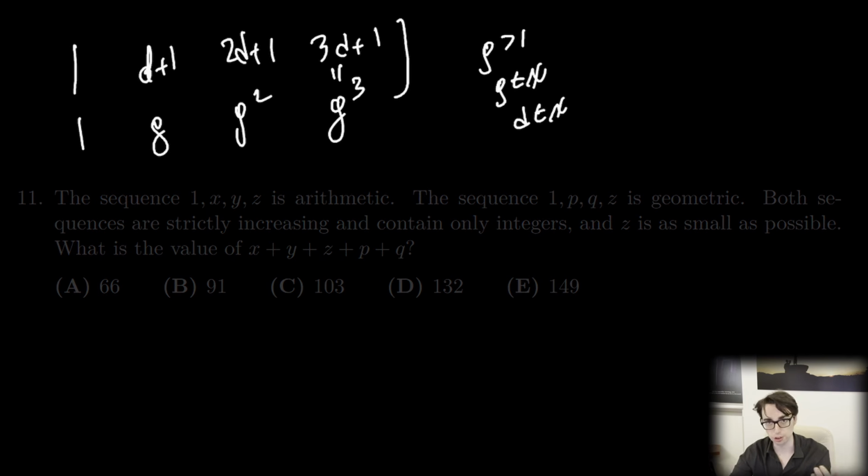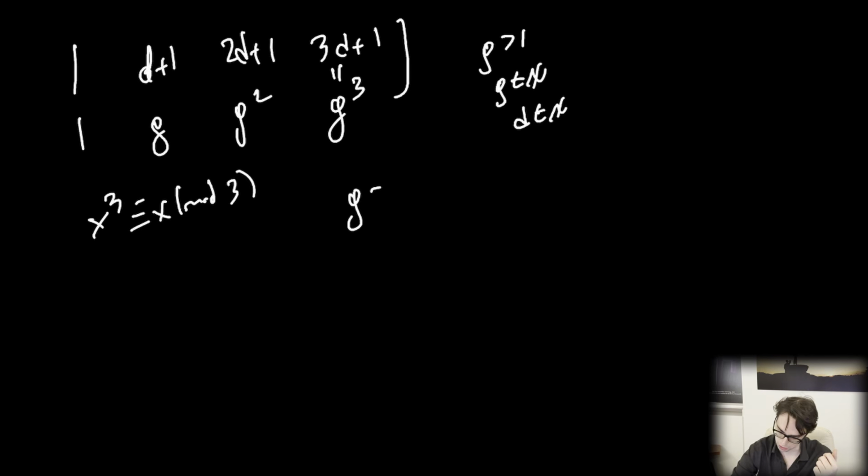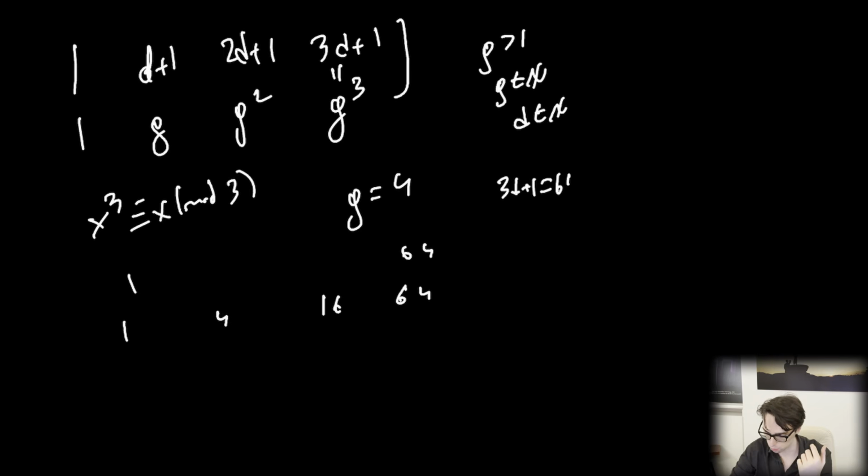So we can just try different g's out. G equals 1 doesn't work. And you can quickly realize, okay, wait, x cubed is the same as x modulo 3 by Fermat. And then you might have, okay, so g must be at least 4. So g is 4 is a solution, which will give us what d is. So we'll get here our sequence is 1, 4, 16, 64. We have 1, we have 64. So now we have 3d plus 1 is equal to 64, which means d is equal to 63 divided by 3, which is 21. So we have 22 here, we have 43 here.